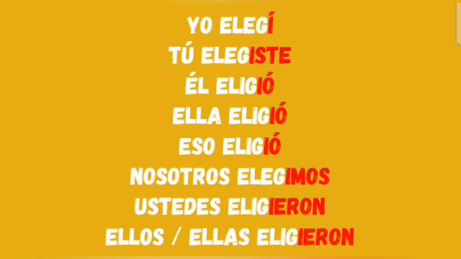Ustedes eligieron. Ellos eligieron. Ellas eligieron. Okay? And also in the third person, they use this root word.